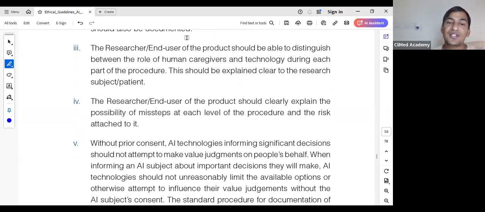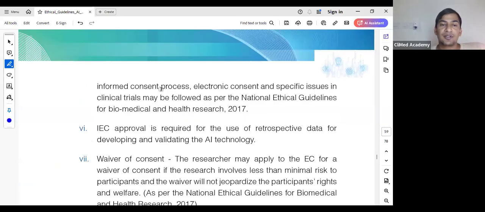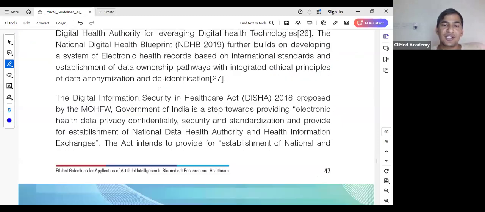Then researchers or the end user of the product should be able to distinguish between the role of human caregivers and technology, right? Human intervention is very important, as I always tell, and a caregiver has different emotions with the person, instead of using AI, like telemedicine or the alarms for medicines and all, right? And then IC approvals, then the governance; they talked about the government.